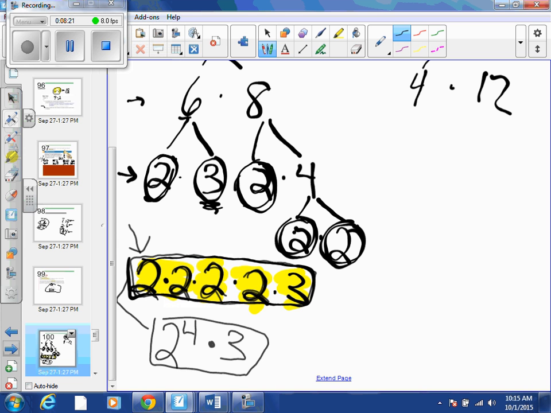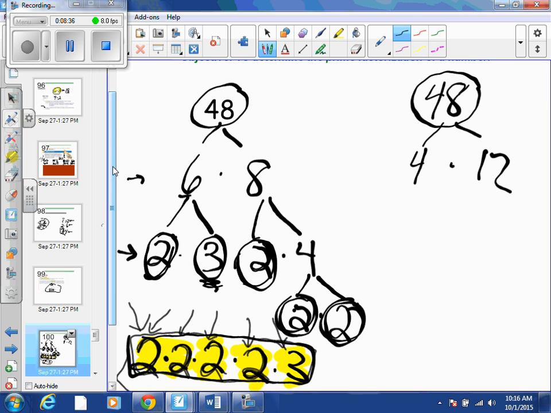Both work. Oh, you'll notice that every number in the prime factorization is a prime number. That's the goal, to break 48 down into all prime numbers being multiplied.